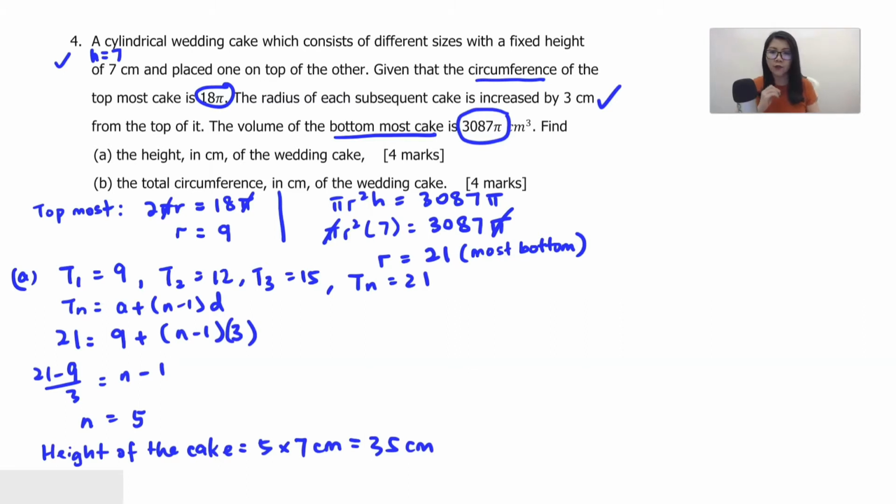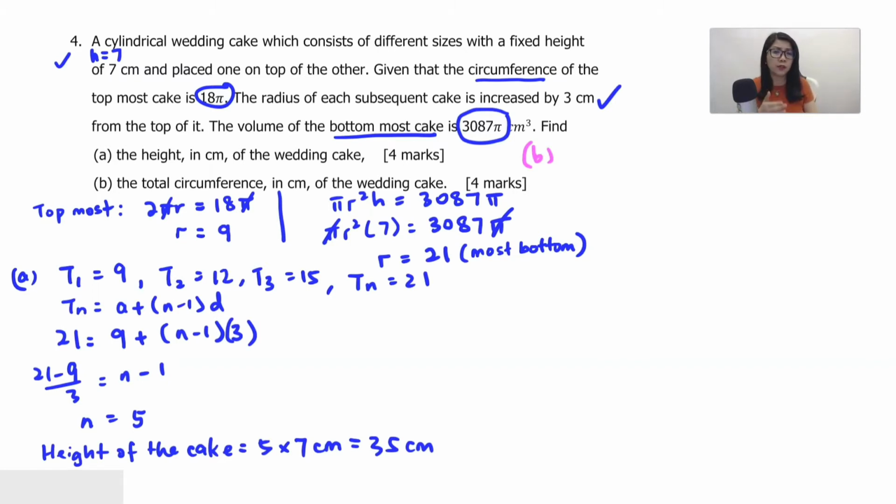Okay, now let's solve for B. Find the total circumference in cm of the wedding cake. So how? Let me use another color so that you won't get confused. So for part B, we'll find the circumference.